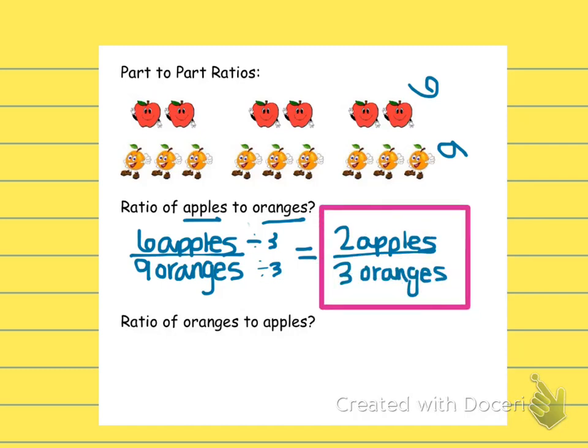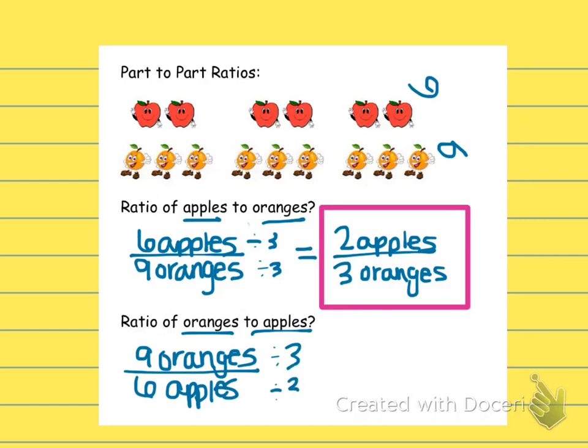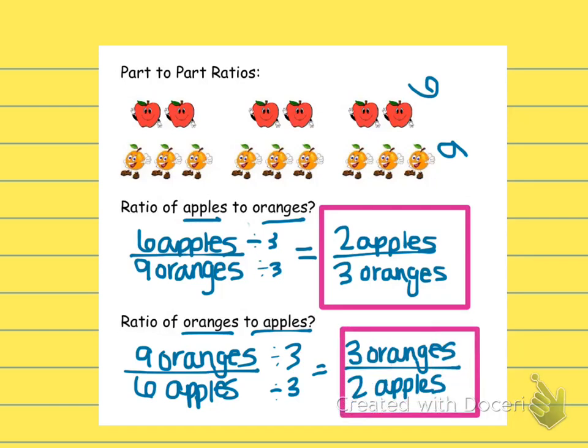Then it asks us for a part-to-part ratio of oranges to apples. Now, I know it's using the same fruit, the same problem. The difference is that instead of apples first, it's oranges first. So because it's oranges first in the problem, oranges goes on top. I just did that so I can show you how important it is to keep it in the order that the problem's asking. So then comes apples, so we have 6 apples. Again, you simplify, dividing by 3. 9 divided by 3 is 3 oranges over 2 apples. 6 divided by 3 is 2. So I used the same example twice, just put in a different order to show you the importance of that.